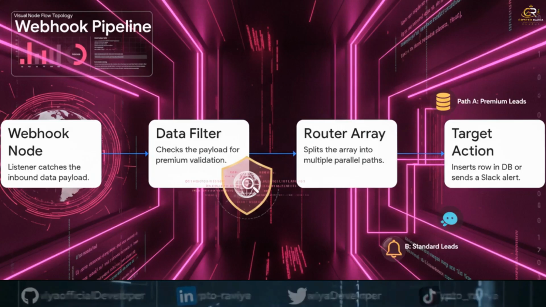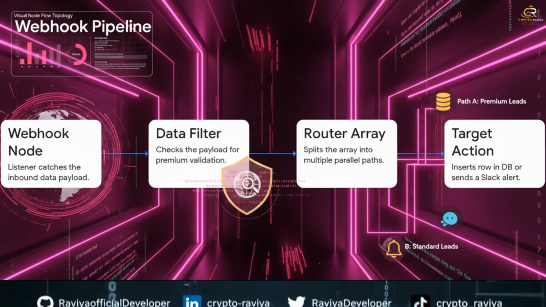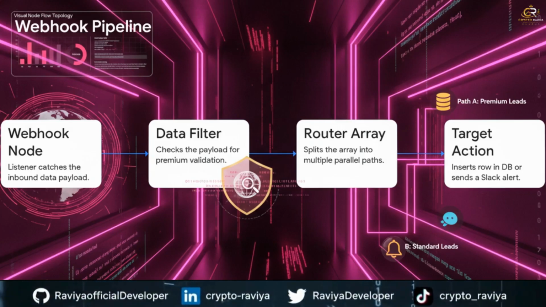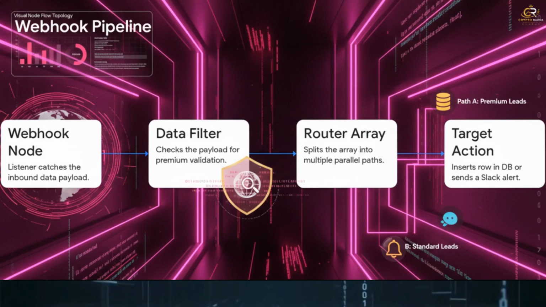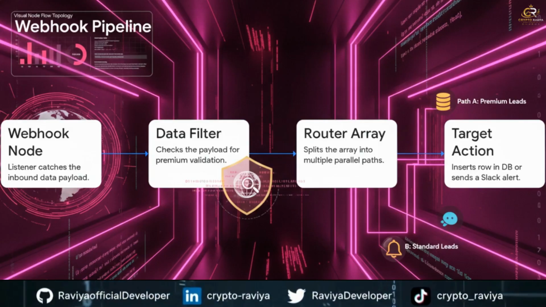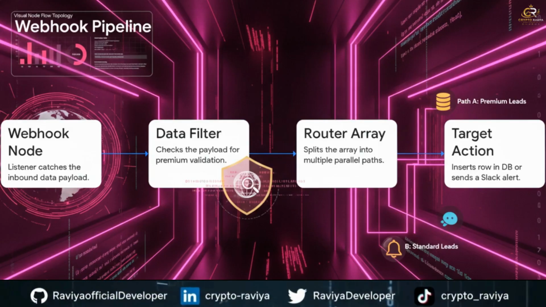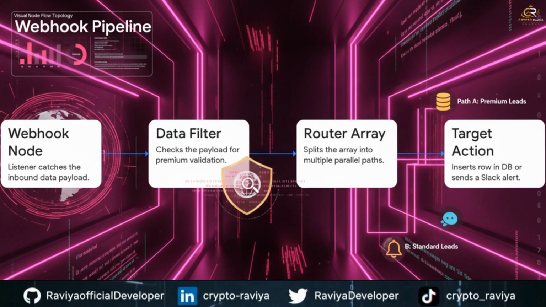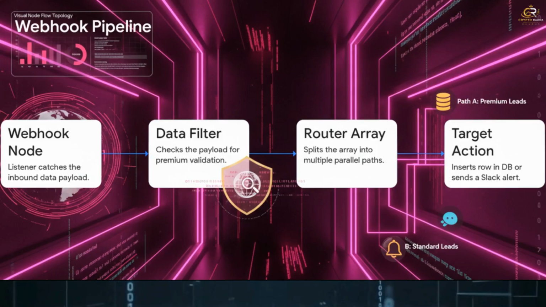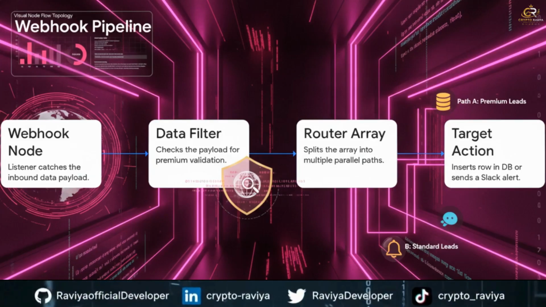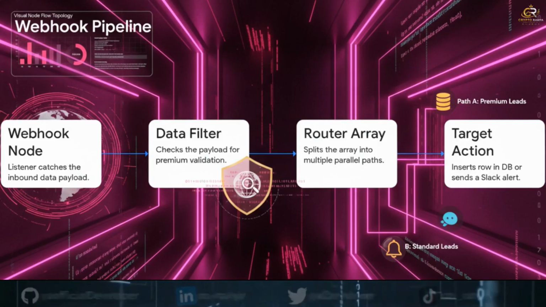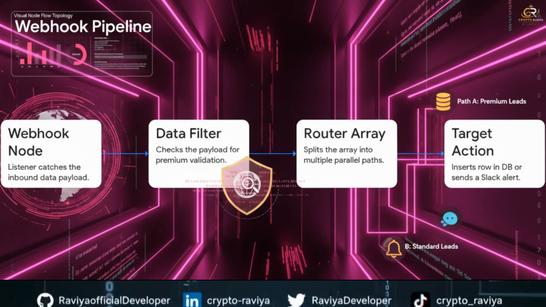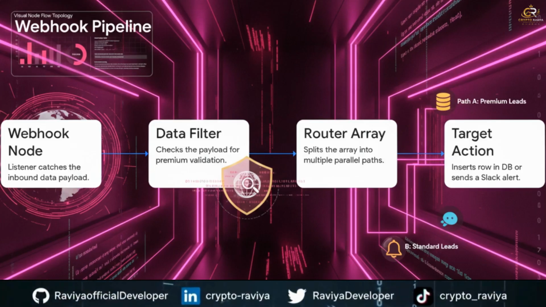Step 1, our webhook listener node instantly catches that inbound data payload. Step 2, that payload slams right into a data filter that's checking for premium lead validation. Step 3, the data enters a router array, splitting into two totally distinct parallel paths. Path A is strictly for our premium leads, firing an action to insert a row right into an Airtable database. Meanwhile, Path B is our standard lead path, which immediately fires off an alert to a Slack channel.